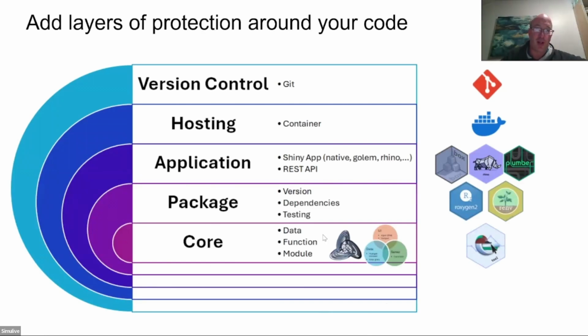Here at the core, we have our code, a Shiny module with functions and data. One first layer of protection is the package system, which will handle the version, the dependencies, the testing. Next, we want it to be accessible for other users, so we could wrap it in an application, as a Shiny app or REST API, and there are packages to do that. Next, we're going to host it in a container. And lastly, we'll add another layer of version control with Git to track changes of our code.